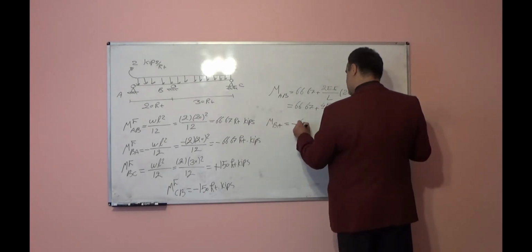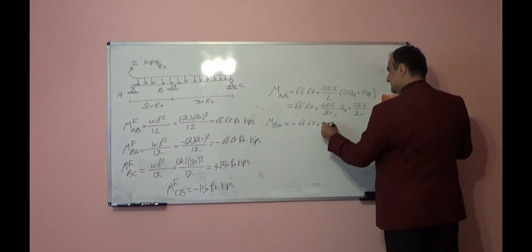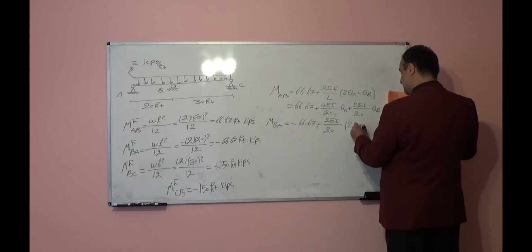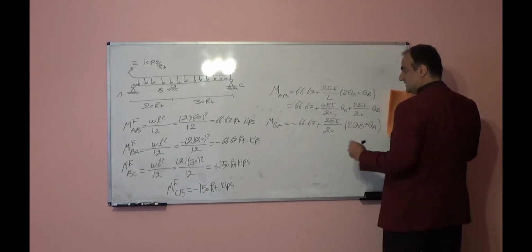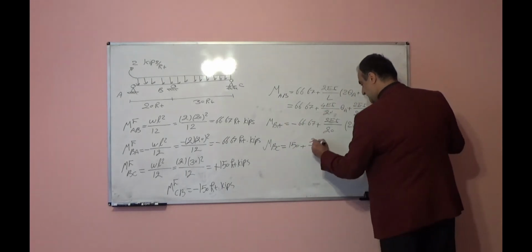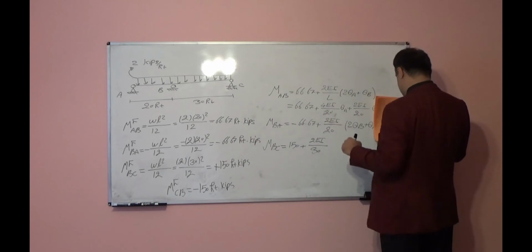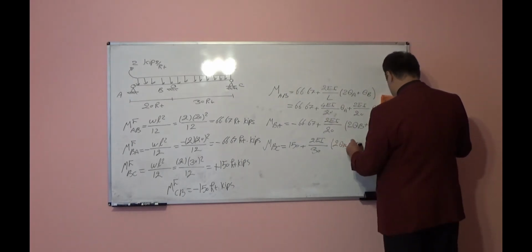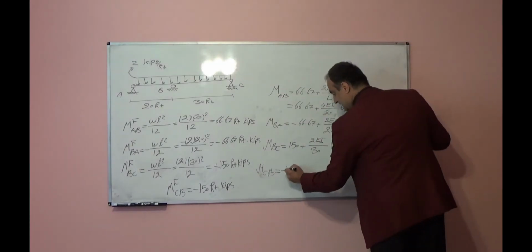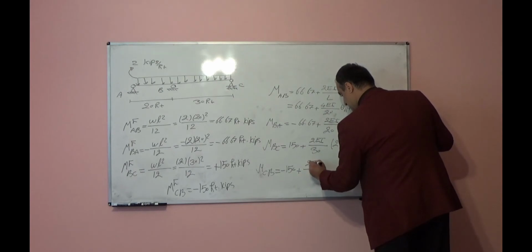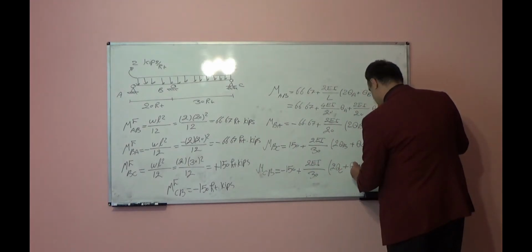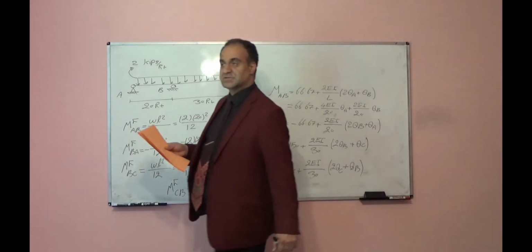MBA will be equal to negative 66.67 plus 2EI over L, 20, times 2 theta B plus theta A. MBC will be M fixed BC, 150, plus 2EI over L, here it is 30, the BC span, times 2 theta B plus theta C. And MCB will be equal to M fixed CB, negative 150, plus 2EI over L, 30, times 2 theta C plus theta B. These are the slope deflection equations.